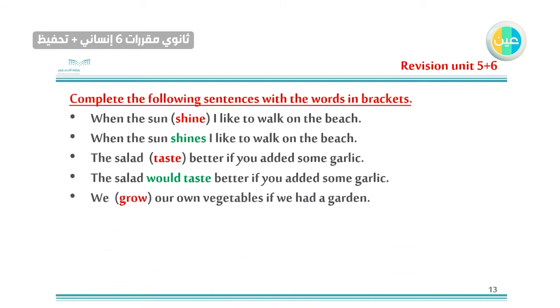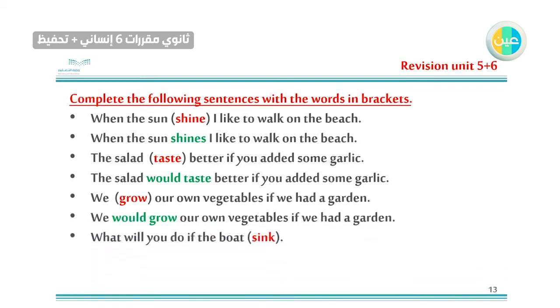We grow our own vegetables if we had a garden. So, had a garden, this is the if clause, and past simple, so it's just imaginary. So the first part, the result clause, should be with yes, would. We would grow our own vegetables if we had a garden.